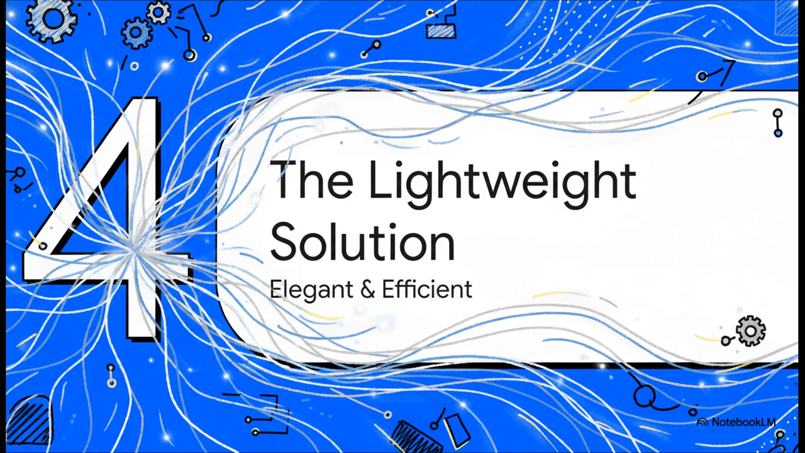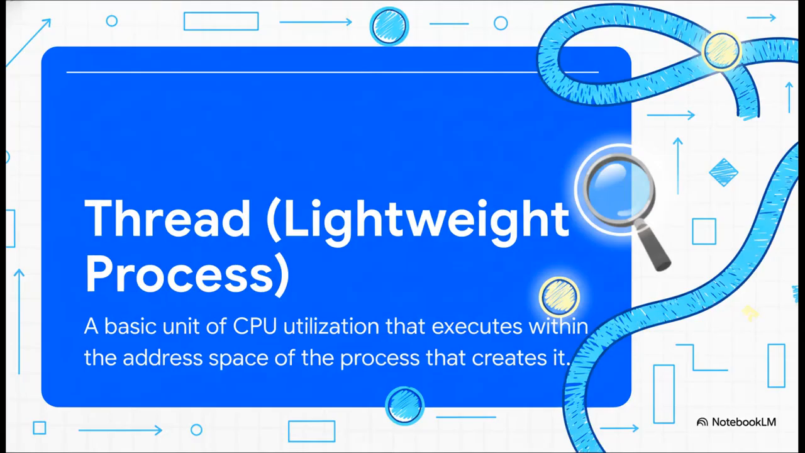They are the elegant, lightweight solution that allows a single process to do multiple things at what seems like the same time. So a thread, which you might also hear called a lightweight process, is a much smaller unit of work that lives inside an existing process. So instead of building a whole new house from the ground up, you're just adding a new worker to the house you already have. It's a totally new path of execution, but inside the same container.